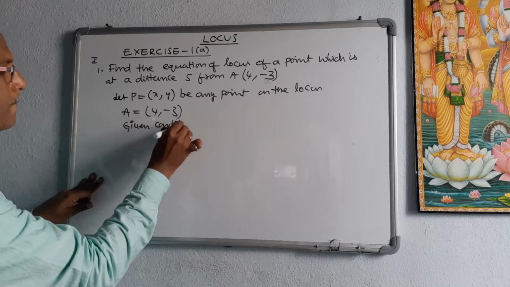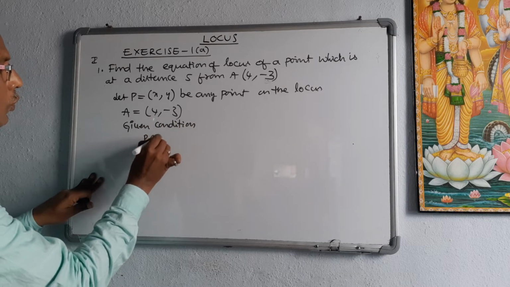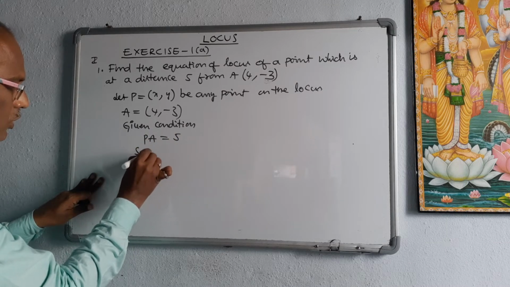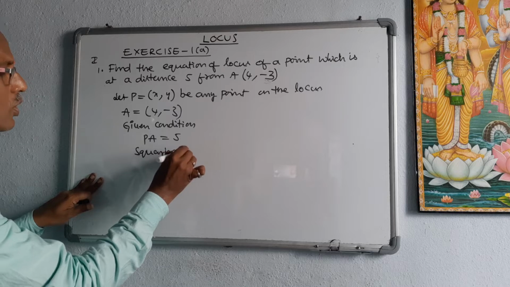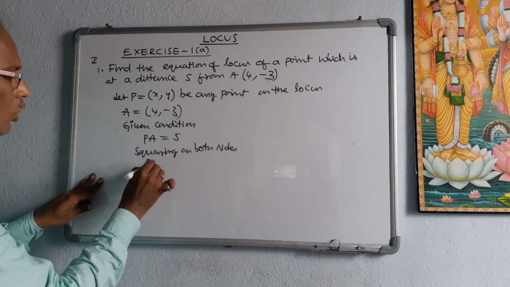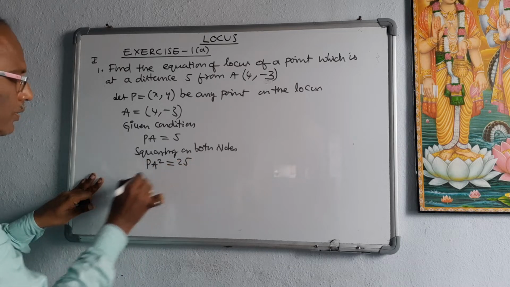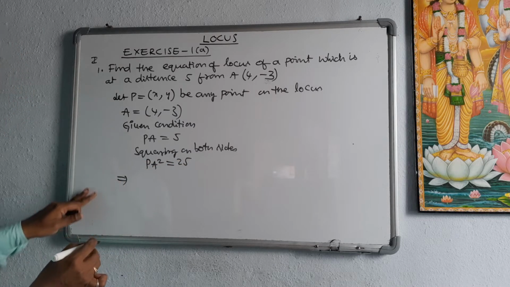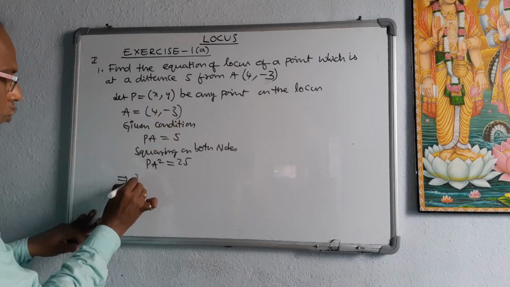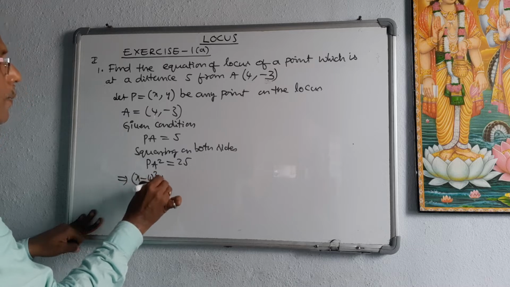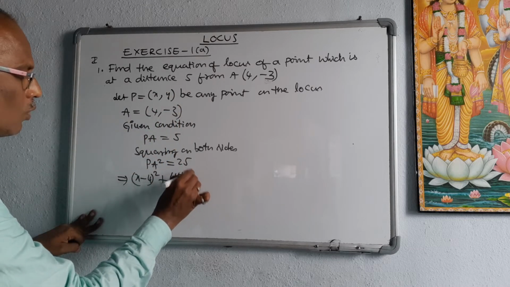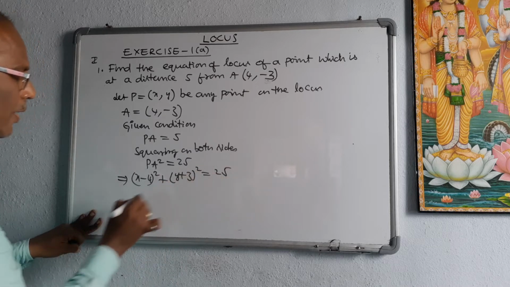Here the given condition is PA equal to 5. Squaring on both sides, PA square equal to 25. Applying the formula for distance between two points, the square root is cancelled. (x - 4) whole square plus (y - (-3)) whole square, that is (y + 3) whole square, equal to 25.